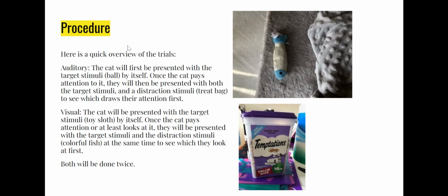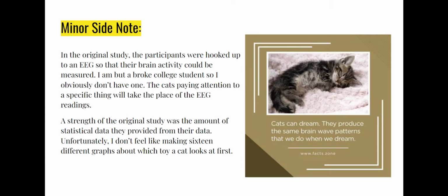Here's a little overview of the trials. The cat will first be presented with the ball by itself, and once the cat pays attention to that, they'll be presented with both stimuli, which I'll jingle the ball and shake the treats at the same time, and see which one they look at first. The visual is pretty much the same thing, except with the fish and the sloth, and then we'll see which they look at first, and I'll do both twice.